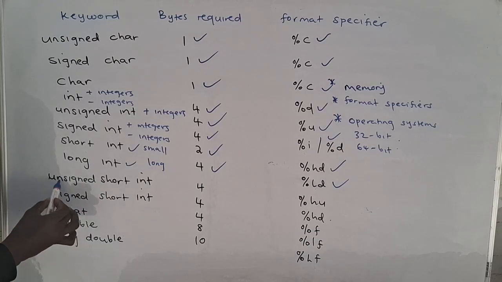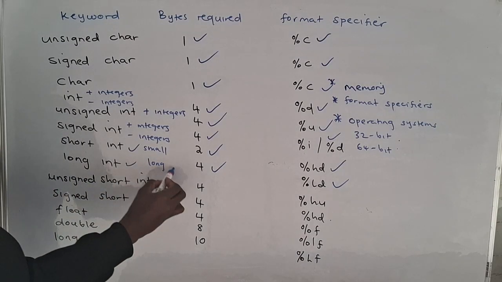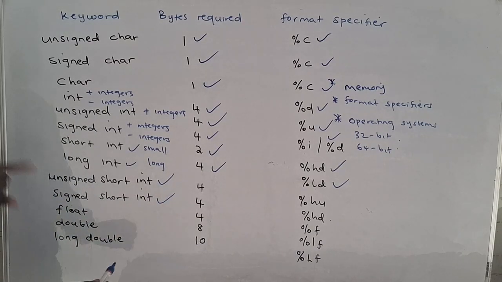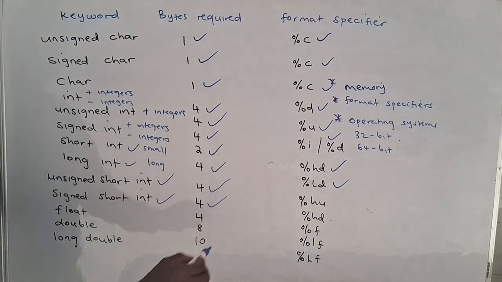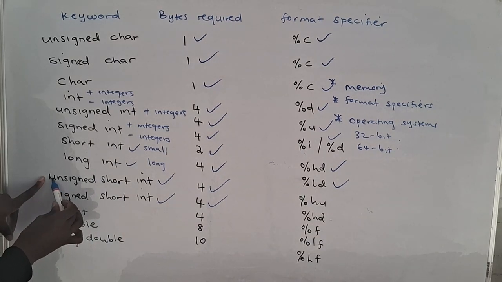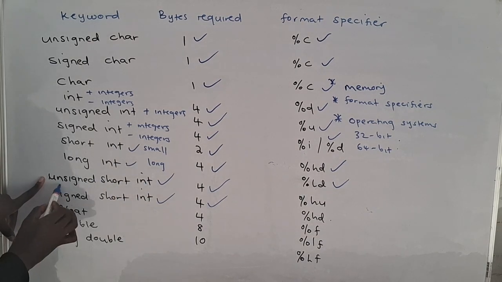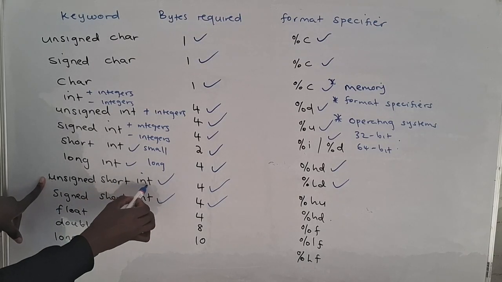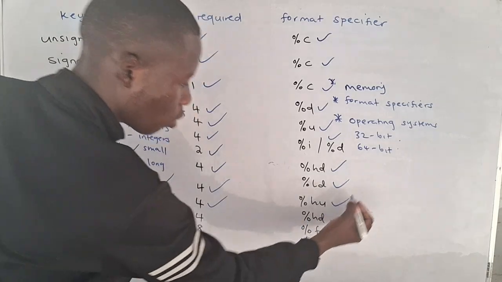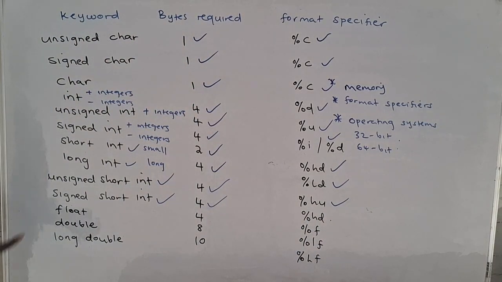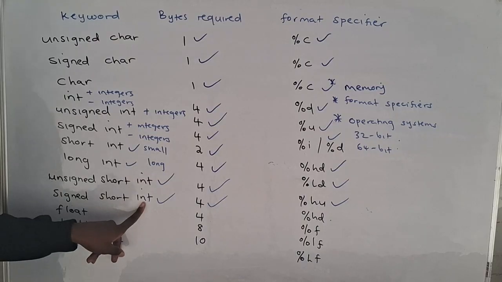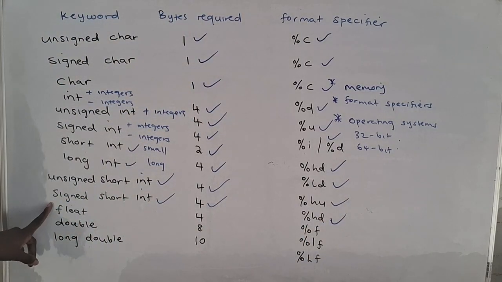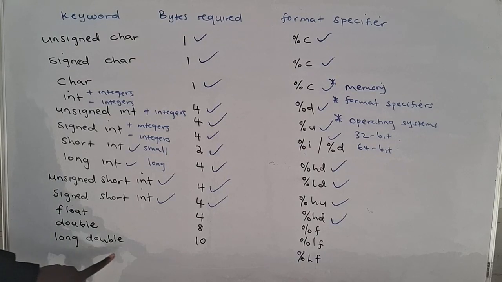We also have unsigned short integers and signed short integers. If you want to print an unsigned short integer, this is a combination of an unsigned integer and a short integer, so you have to go for %hu. For a signed short integer, you are supposed to go for %hd. We also have what we call float, double and long double.